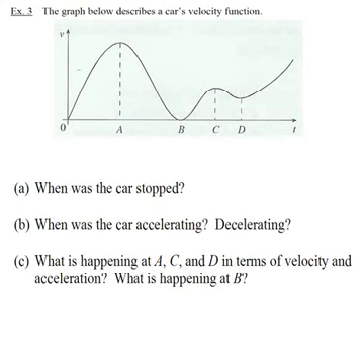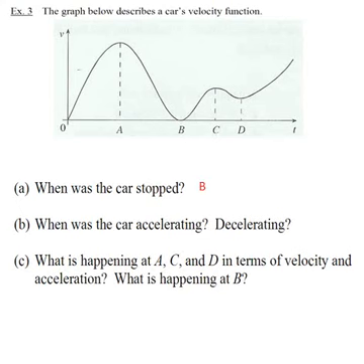In example 3, I'm foreshadowing some ideas about velocity and acceleration that will become more solidified in a later lesson. The graph shows a car's velocity. In part A, we're asked to determine when the car was stopped. You would expect the car's velocity to be 0 when it stopped, so the velocity is 0 at point B.